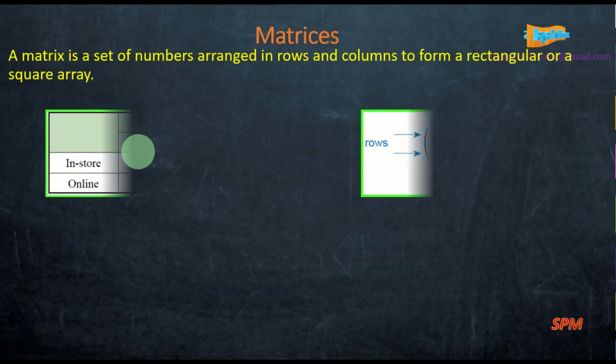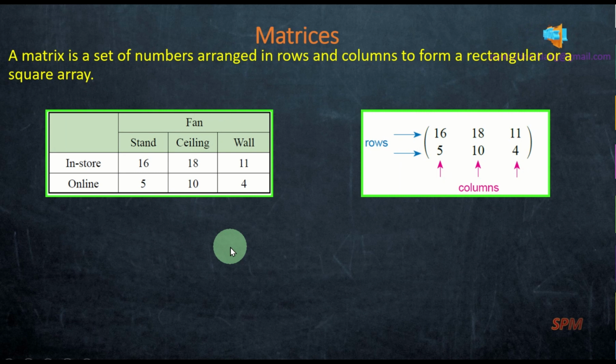So in the topic of matrices, we are going to see how a matrix is formed. A matrix can be shown by either a square bracket or a normal bracket consisting of rows and columns. Here is a situation given to you: a shop is selling three different types of fans: stand, ceiling and wall. And the selling can be done in two ways. One is in-store selling, the second is online selling.